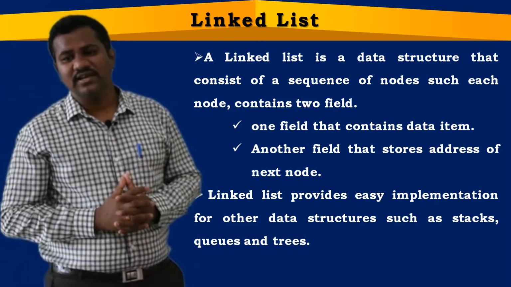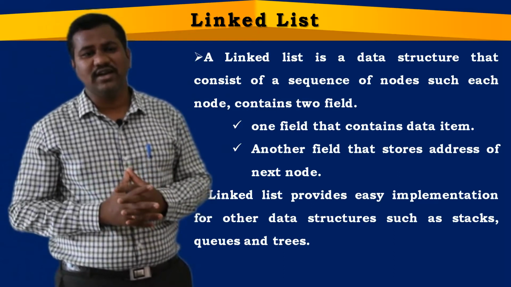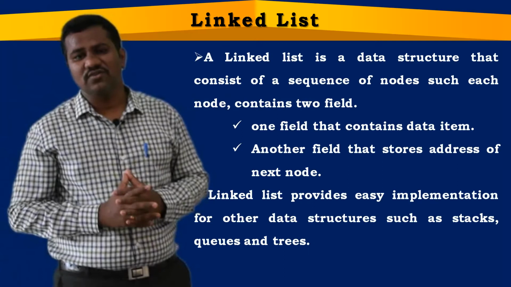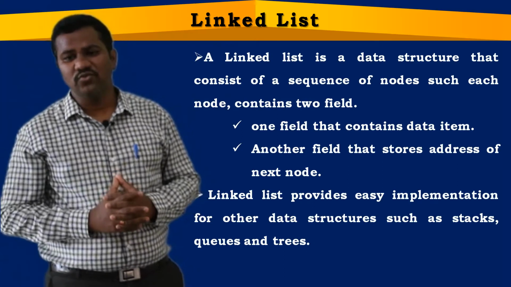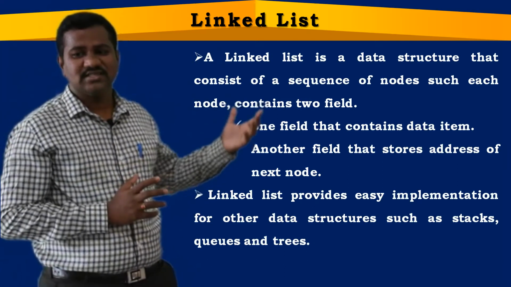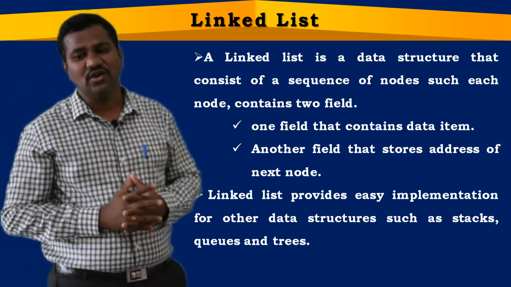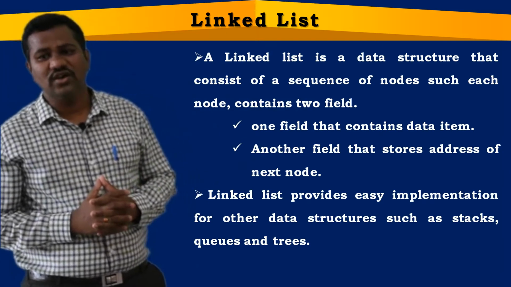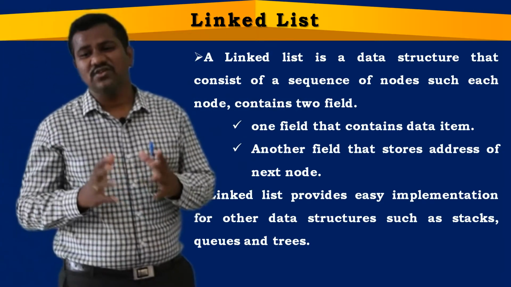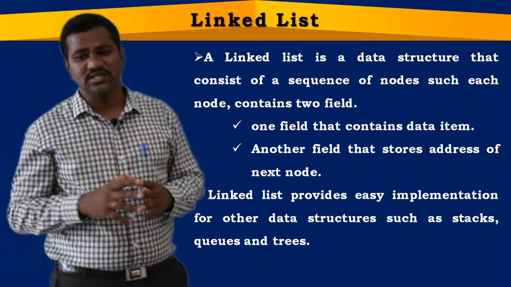So what do you mean by linked list? A linked list is a data structure which is a collection of nodes, where each node consists of two fields. One field contains the data item or the value, and the other field stores the address of the next node. That means it's a collection of nodes. Each and every node consists of two fields.